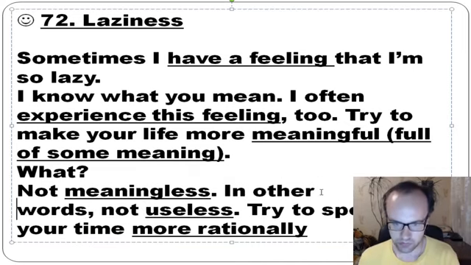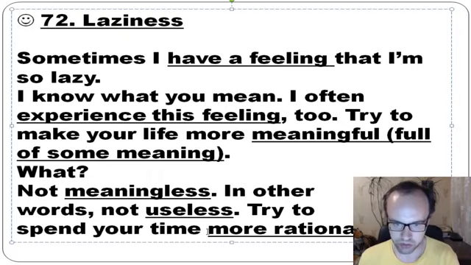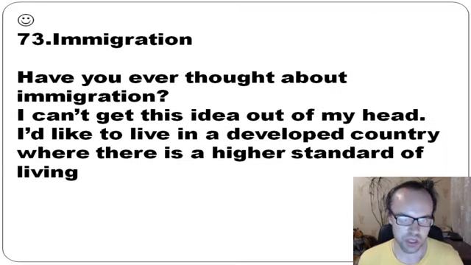In other words, not useless, try to spend your time more rationally. Try to spend your time more rationally.